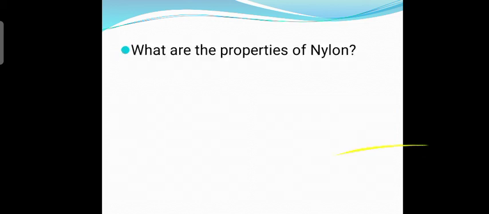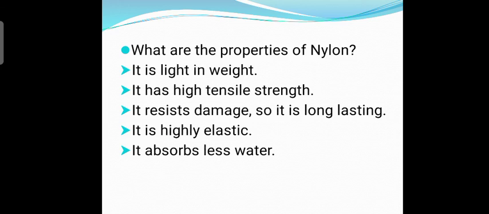What are its properties? So nylon is light in weight. It has high tensile strength, which means it can bear a lot of weight or load. It resists damage, so it is long lasting. We can say it is durable. It is highly elastic in nature. It absorbs less water.